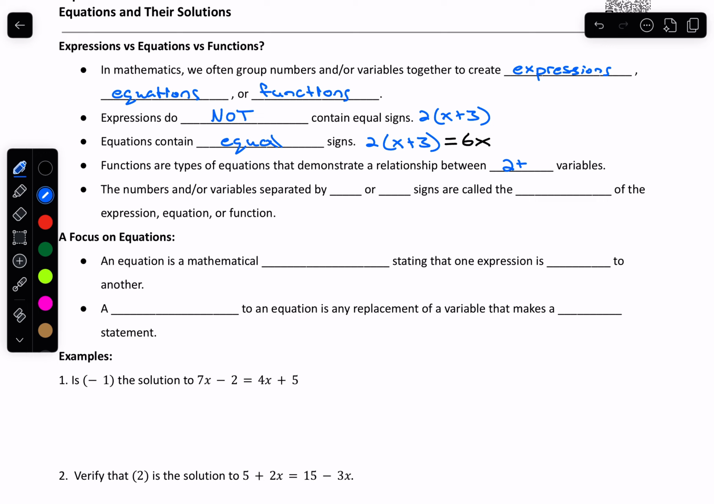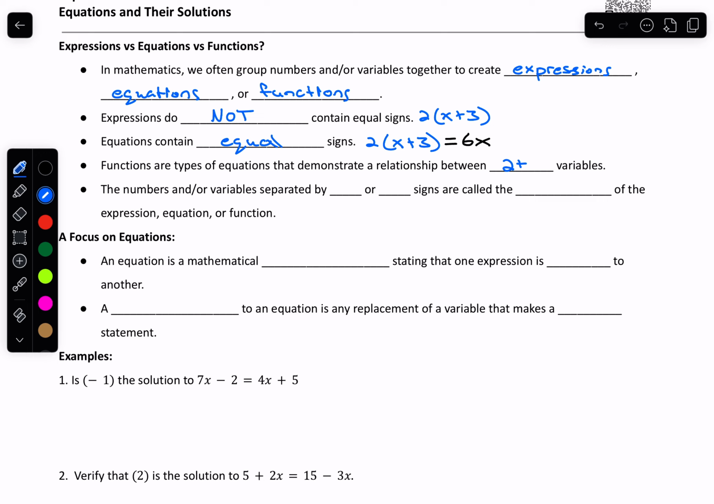The exception to that is when we talk about finance. In financial terms, we might have a lot of variables. We might have interest rates, we might have principal values, and we might have time. So time, rates, and principal will all be variables in the same function that we're going to be looking at. So functions are relationships between two or more variables.